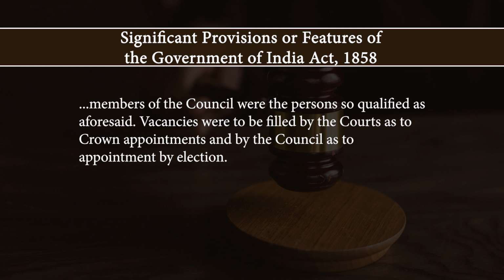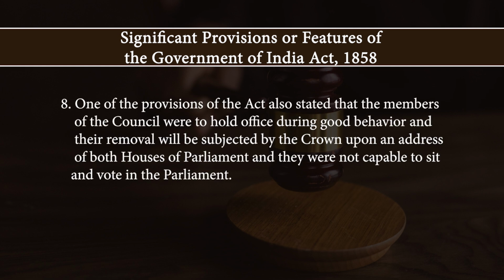Vacancies were to be filled by the Crown as to Crown appointments and by the council as to appointments by election. Next feature, one of the provisions of the Act also stated that the members of the council were to hold the office during good behavior and their removal would be subject to the Crown upon an address of both houses of Parliament, and they were not capable to sit and vote in the Parliament.